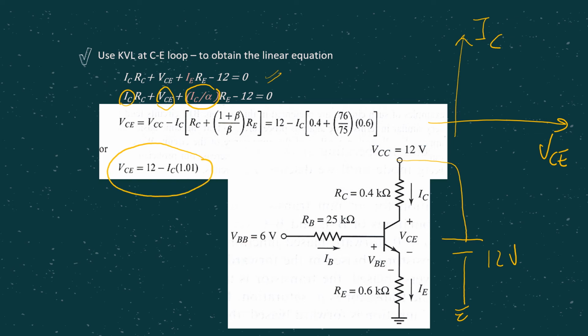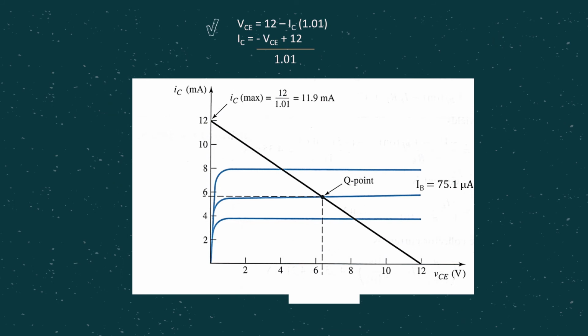simplified KVL equation. From there you can rearrange accordingly to get the load line equation in the form of y equals mx plus c. So this is the load line equation, y equals mx plus c. Obviously y is the IC and x is the VCE, right? So from here, the same thing. Once we have the load line equation, you find the 2 points. First, let's set IC equals 0. Obviously from there you are supposed to get VCE equal to 12 volt.